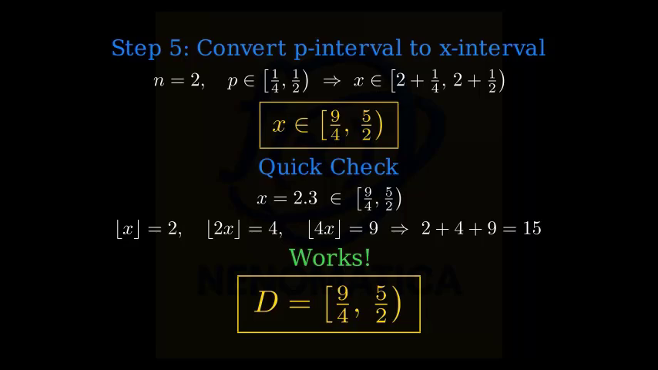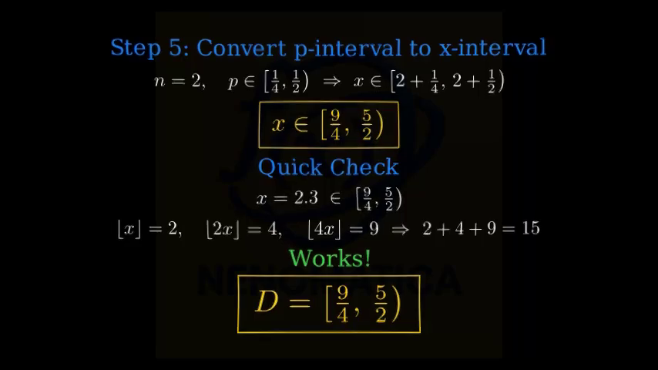Quick verification. Choose a value inside the interval, for example x equals 2.3. Then floor of x equals 2, floor of 2x equals 4, and floor of 4x equals 9. The sum is 15, matching the equation. Final result. The complete solution set is the interval left bracket 9/4, 5/2 right parenthesis.